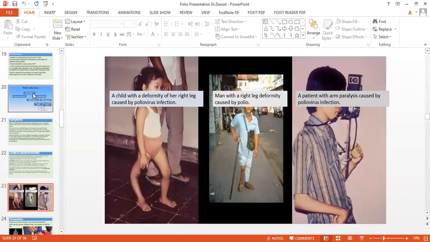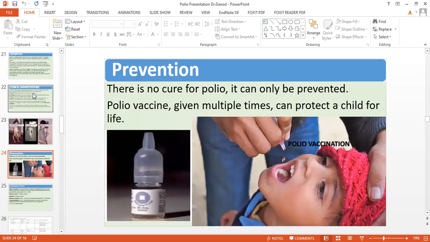And these are the manifestations of poliomyelitis, what polio can do, the deformities of the limb in the various age groups. As far as prevention is concerned, there is no cure, but only the vaccine which can protect the child for life. I will talk about the vaccine.